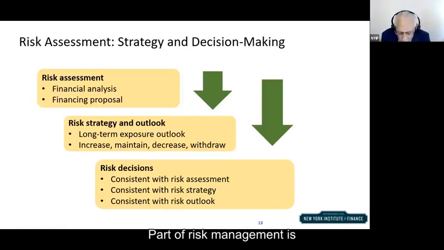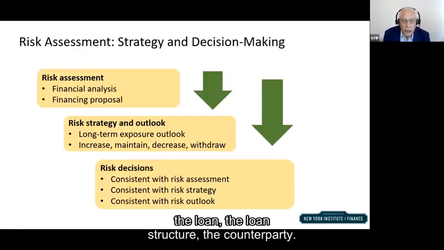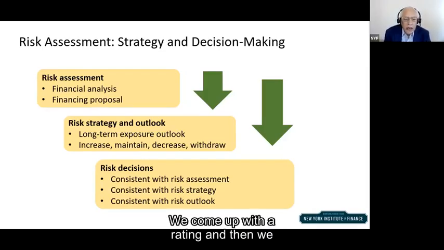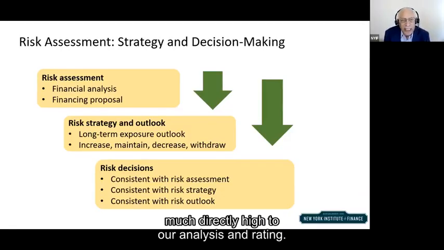So part of risk management is that we do the financial analysis. We look at the deal, the transaction, the bond purchase, the loan structure, the counterparty. What are the requirements? What are the commitments? We come up with a rating, and then we talk about a strategy and outlook. So the risk strategy and outlook is going to be very much directly tied to our analysis and rating.